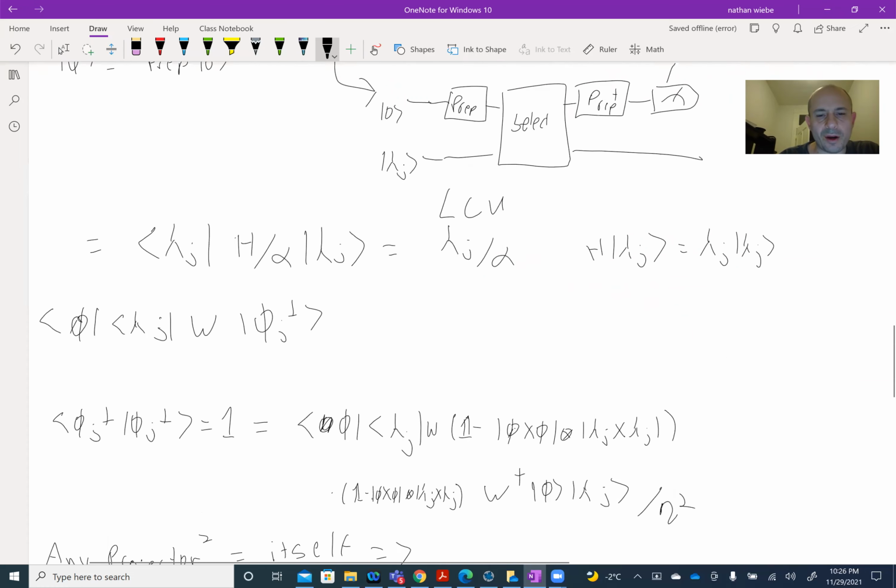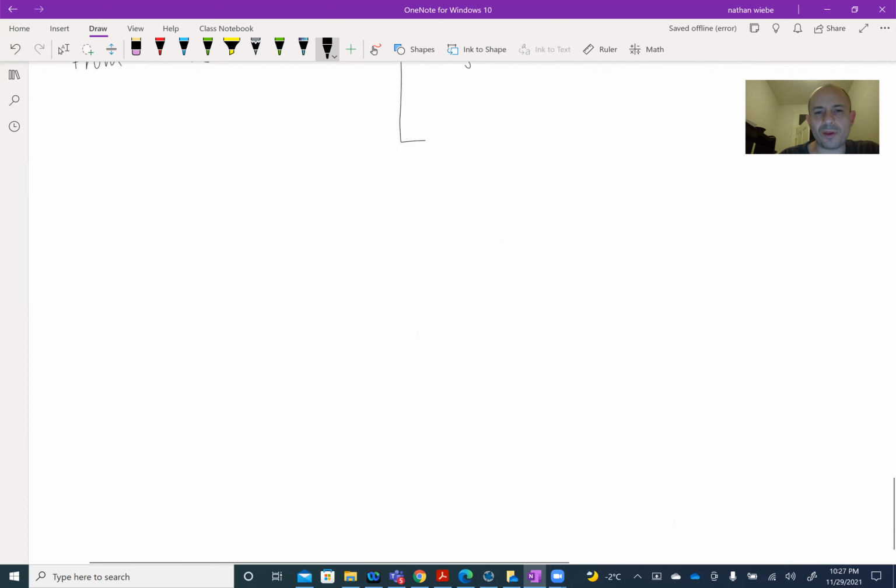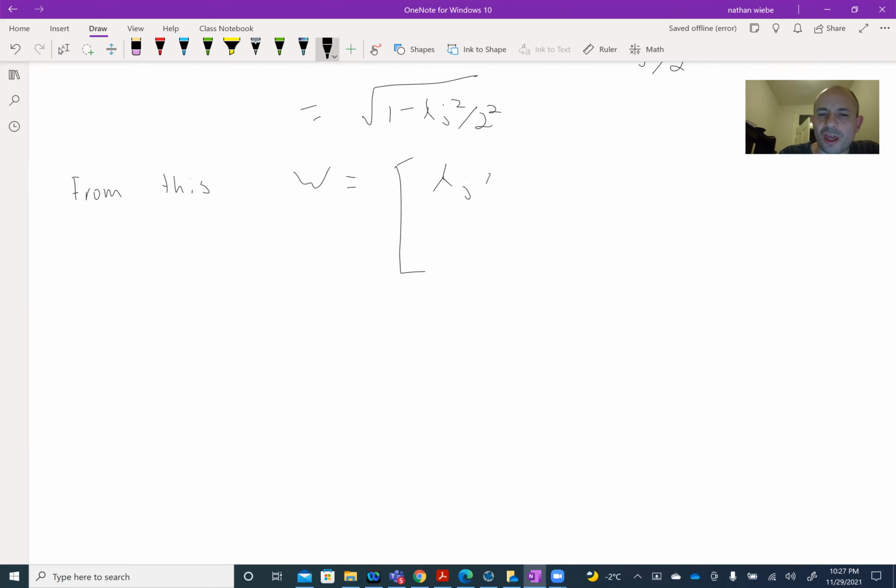Yeah, good. I got it there, but I just didn't copy the alphas down in the rest of it. So this is lambda j over alpha, square root of 1 minus lambda j squared divided by alpha squared. And the rest of these elements turn out to be minus square root of 1 minus lambda j squared over alpha squared. And this one turns out to be lambda j over alpha, just like the previous one. Okay, so this matrix actually might look really kind of familiar.